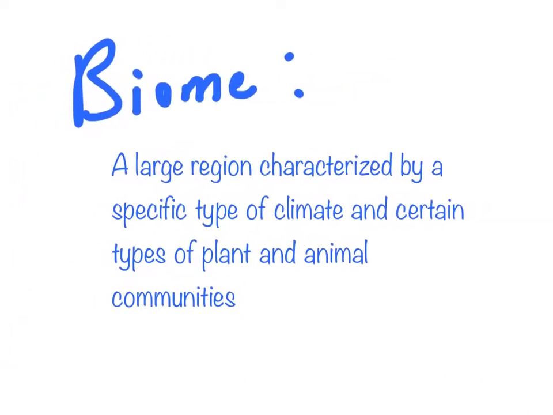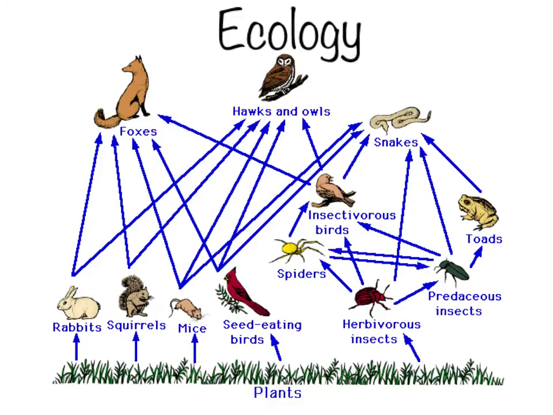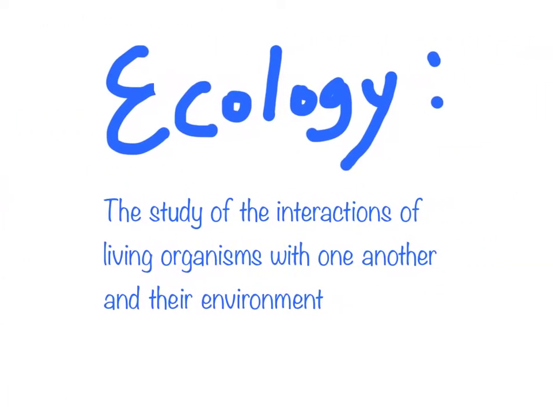And the definition of a biome is a large region characterized by a specific type of climate and certain types of plant and animal communities. Ecology is a broad and diverse field in science. This food web is an example of how organisms interact with each other. Ecology not only deals with how organisms interact with each other, but it is defined as the study of the interactions of living organisms with one another and also with their environment.